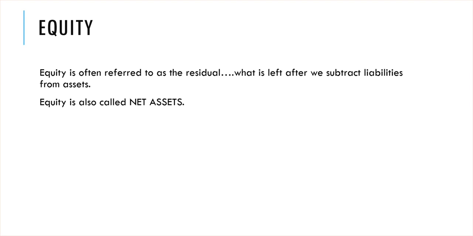And on the CPA exam, they'll say net assets. They'll ask you about net assets. And someone will always say, well, that's accounts receivable minus the allowance. That would be net. And we say, no, it doesn't say net accounts receivable. It says net assets. And net assets means total assets minus total liabilities. And that is also equity.